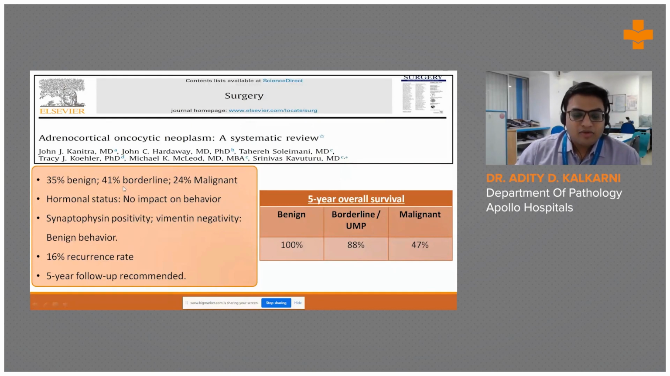In their review, around 65% of the tumors were either malignant or potentially so. Hormonal status did not have any impact on behavior. A 16% recurrence rate was reported by this group, and most of these recurrences were within a 5-year follow-up period. Most important insight perhaps is that synaptophysin positivity and vimentin negativity actually indicated a benign behavior.